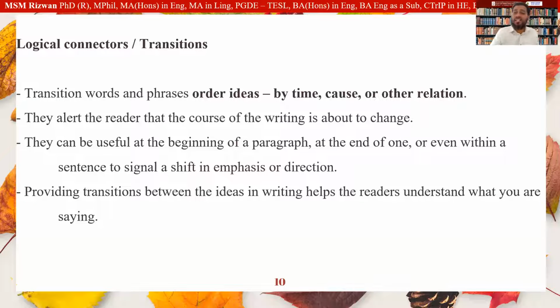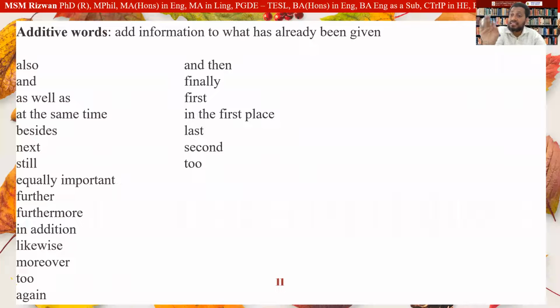So here, providing transitions between the ideas in writing helps the readers understand what you are saying. The readers, we call them the audience, can simply understand what the writer is conveying. In order to make things clear to the audience, the use of logical connectors as well as transitions is significant in the development of text as well as in academic writing.